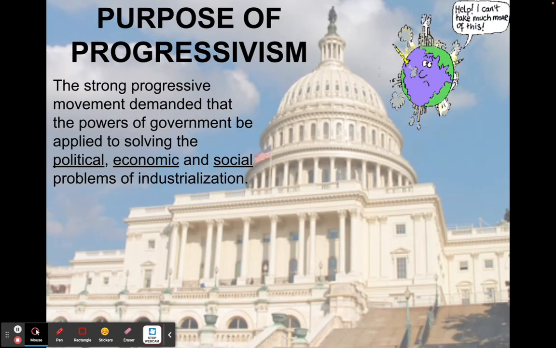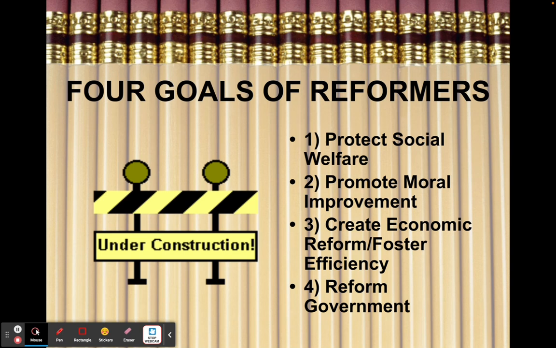The purpose of the movement was that the powers of government could be used to help solve political, economic, and social problems. That it could be the job of the government to pass laws to regulate things that were happening that weren't great for people. So the progressives had four goals. They wanted to protect the social welfare of society. They wanted to promote moral improvement, meaning people would live better lives. They also wanted to create economic reform and foster more efficiency in the daily lives of Americans, and then also reform the corruption that existed in government and politics at the time.